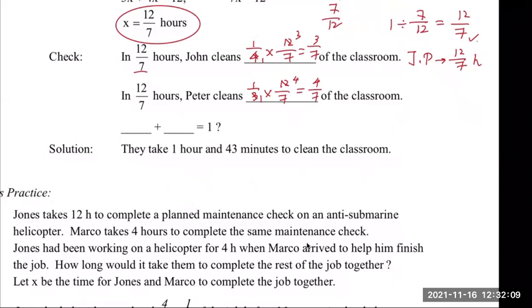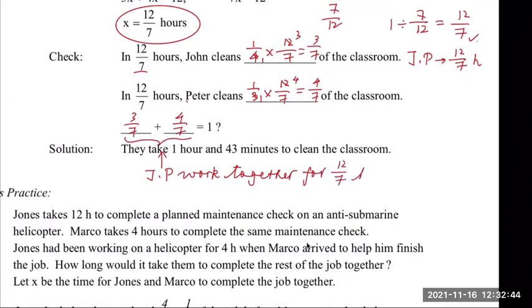That means in 12/7 hours, John cleans 3/7 of the classroom. And during the same time, Peter cleans 4/7 of the classroom, which means if they work together, 3/7 plus 4/7. So this part means John and Peter work together for 12/7 hours. And we can see that the answer is 1, which stands for the whole classroom.